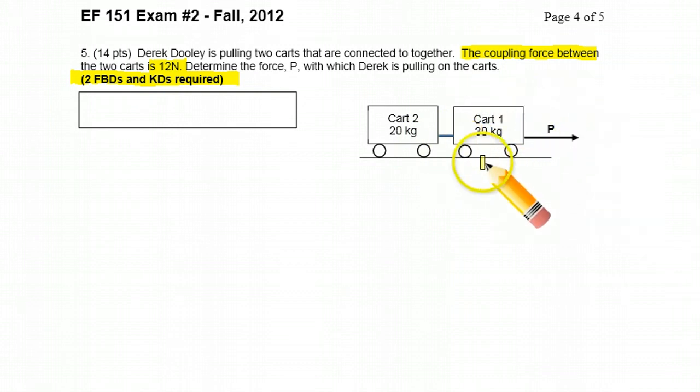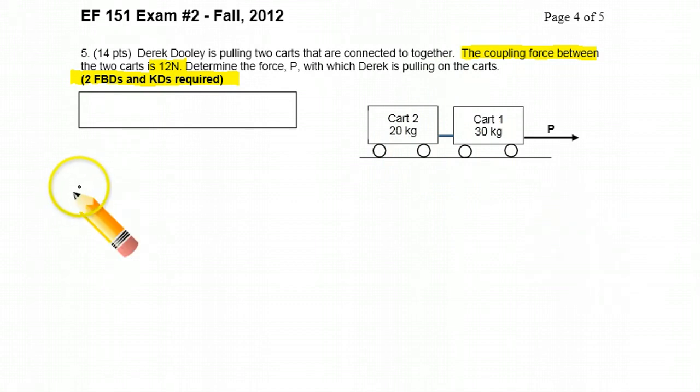So the key here is this free body diagram of just this cart 1 would have two unknowns. A free body diagram of cart 2 will just have the unknown acceleration since we're given a coupling force. So that's the sort of thing you want to think about when you're working these problems. So let's start off with cart 2 here.